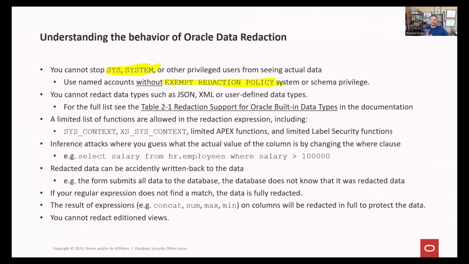Okay, so let's block them from accessing data using Database Vault instead. You can't redact data types such as JSON, XML, or user-defined data types. Take a look at Table 2.1 in our 23 documentation for the support of built-in Oracle data types. We talked about the majority being available for full, nullify, and partial or regular expression redaction.